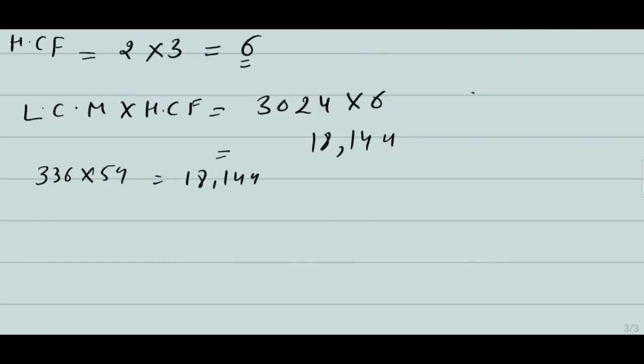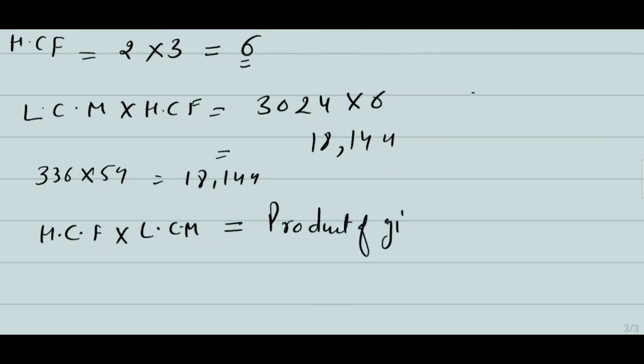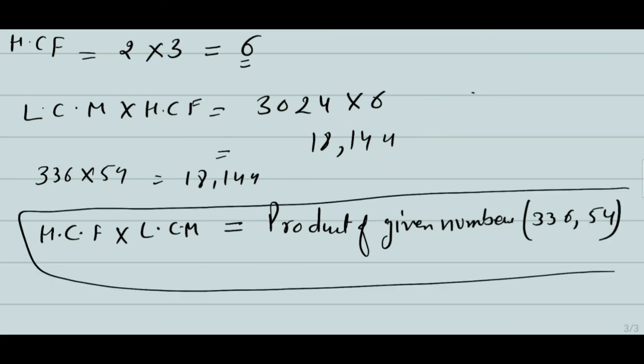We can say that the product of HCF and LCM is always equal to the product of the given numbers. So here the given numbers are 336 and 54. So we have verified our answer.